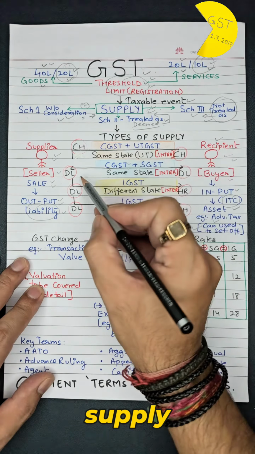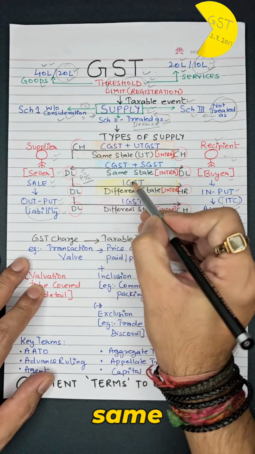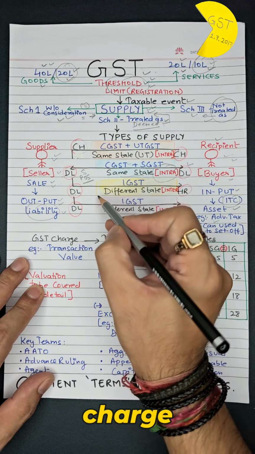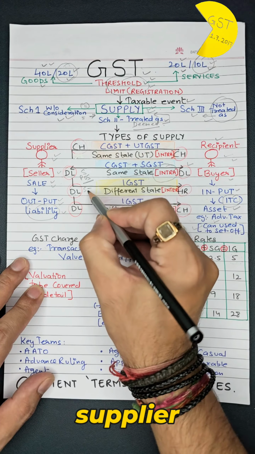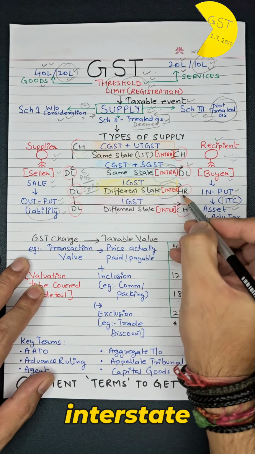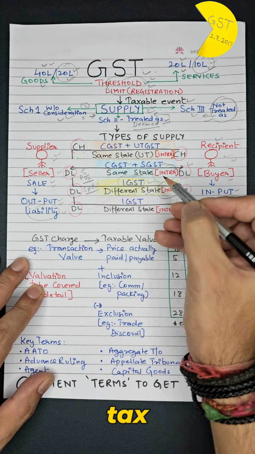Under types of supply, if the supplier and the place of supply are in the same state, we will call it an intra-state supply and will charge CGST and SGST on the same. But if the supplier and the place of supply are in different states, we will call it an interstate supply and we will charge IGST, Integrated Goods and Services Tax.